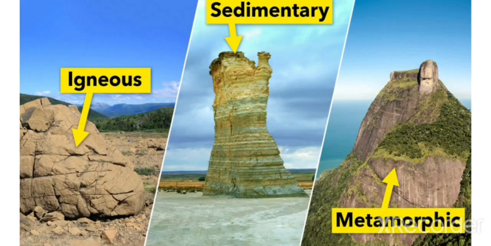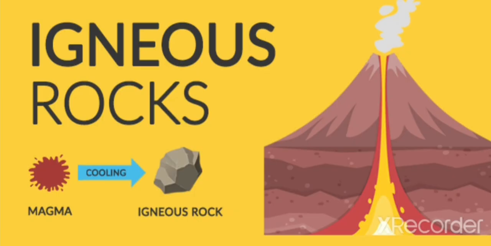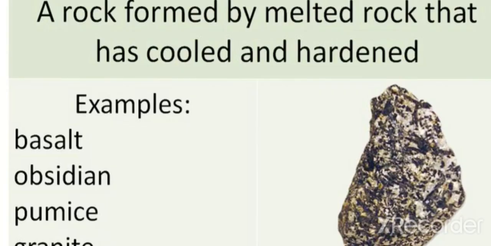There are three types of rocks. There are generally three types of rocks, and they are igneous rock, sedimentary rock and metamorphic rock. These are the three types of rocks. So the first one we shall look at is the igneous rock. We shall find out more about the igneous rock, how they are formed, as well as their examples.